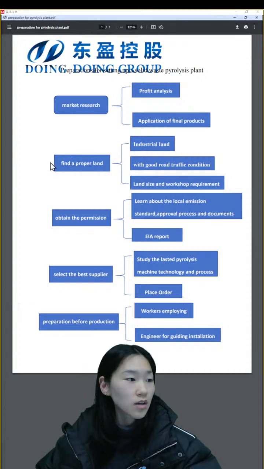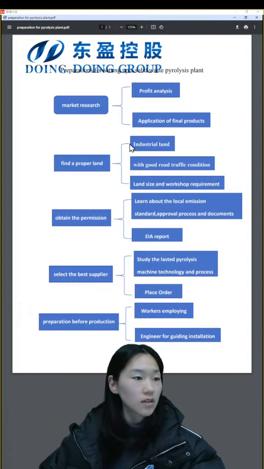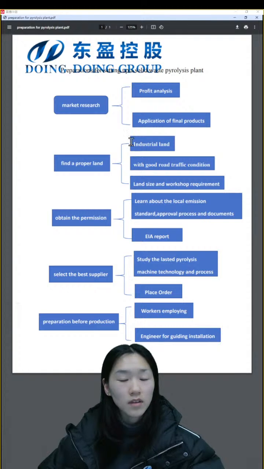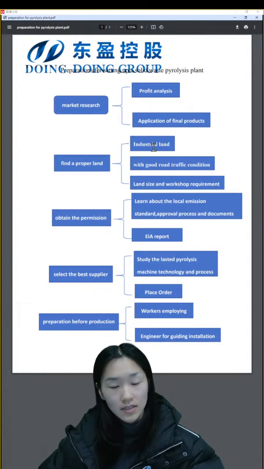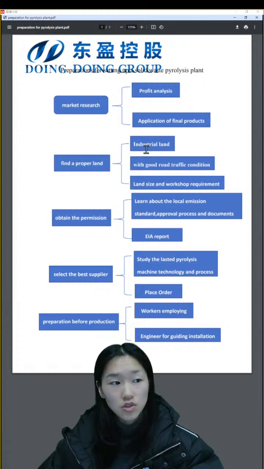Okay, let's continue. What you need to do is find a proper land. First, you need to find industrial land, because if this land isn't industrial land, you can't install this pyrolysis machine on it.